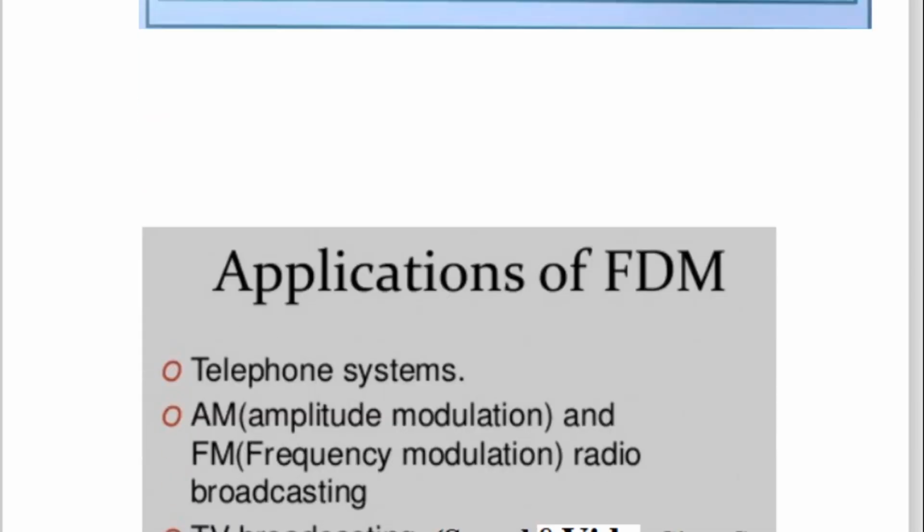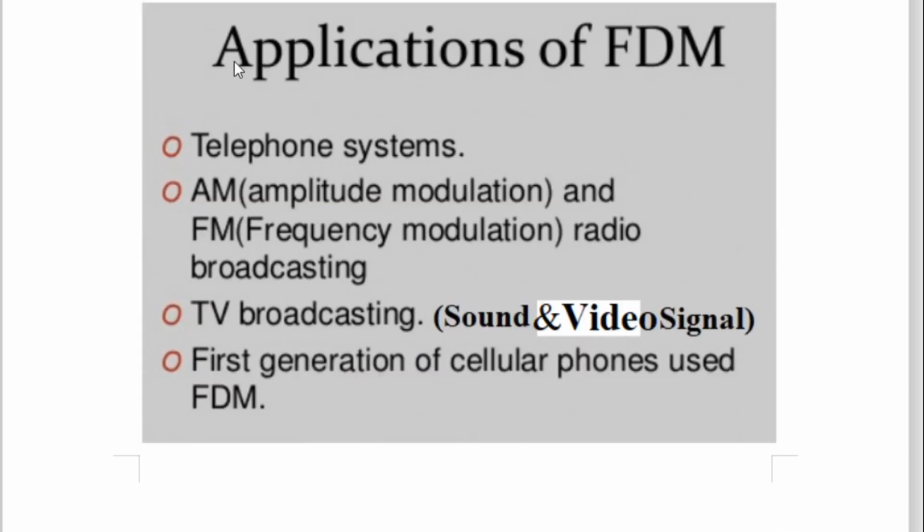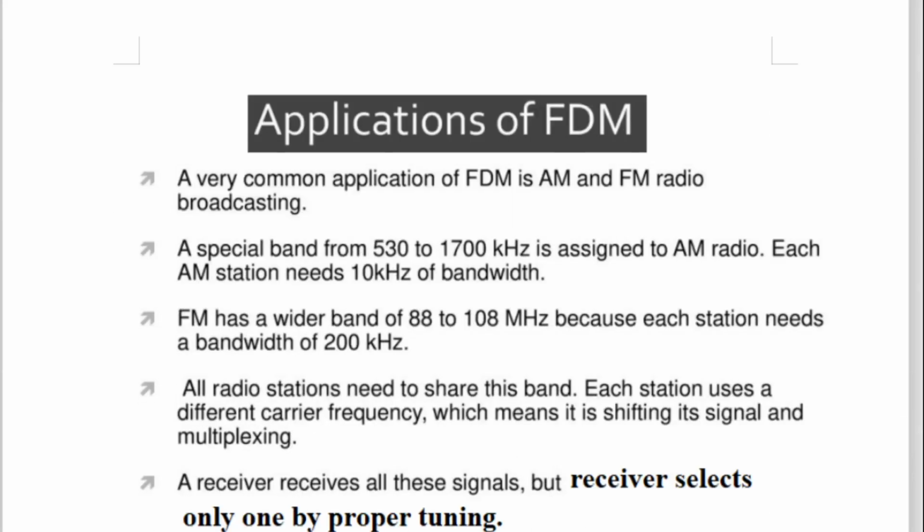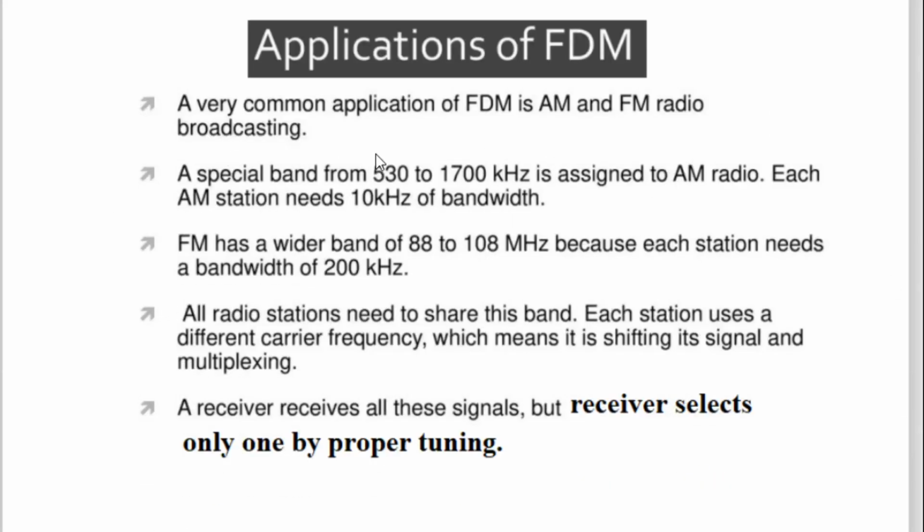And in this way, for applications of FDM, you read it in the telephone system, amplitude modulation, frequency modulation, radio broadcasting, television broadcasting, sound and video. Video signal bandwidth is 5 megahertz, standard. First generation cellular phones used it, but nowadays cell phones do not use FDM. A very common application of FDM is in AM and FM radio broadcasting. AM means amplitude modulation, FM means frequency modulation.